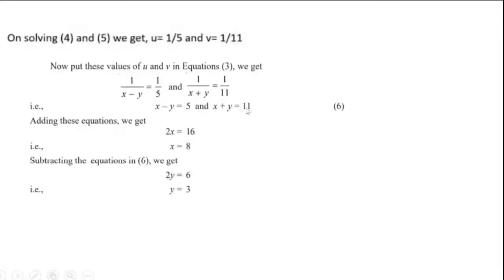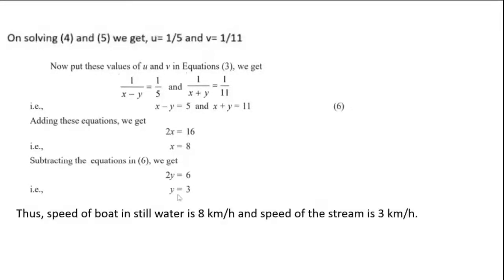I have two equations in terms of x and y. I will solve them, so I get 2x equal to 16 and x equal to 8. In the same way, 2y will be equal to 6, which will give me y is equal to 3. Once I've got the values of x and y, I will write the final answer: the speed of the boat in still water is 8 kilometers per hour and the speed of the stream is 3 kilometers per hour.